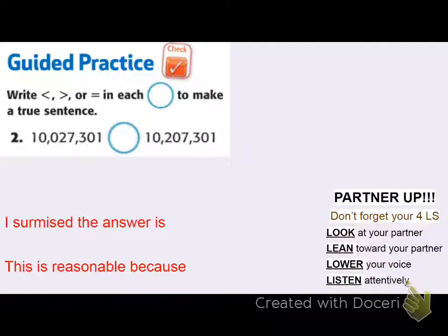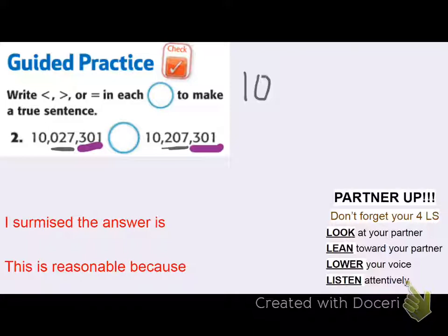Okay, again on this example 2 in the guided practice, we're moving into comparing less than, greater than, or equal. Well, the first thing I notice is if we look at the ones period, we have 301 on both values. And if we look at the thousands period, you can see this one and this one are very closely related. This is where the difference is.